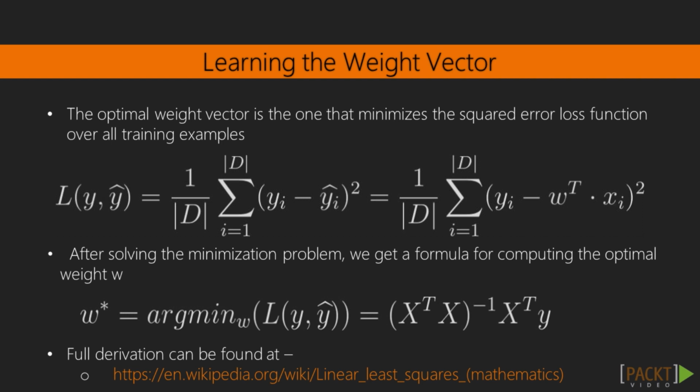The weight vector that minimizes the loss function can be computed via standard optimization techniques, like taking the derivative of the function with respect to w and setting it equal to 0. We have left out the full derivation, but the optimal weight vector turns out to be the inverse of X transpose X times the product of X transpose and y, where X is the matrix of input feature vectors and y is the vector of target variables. This formula for the optimal weight vector is sometimes referred to as the normal equation for linear regression.